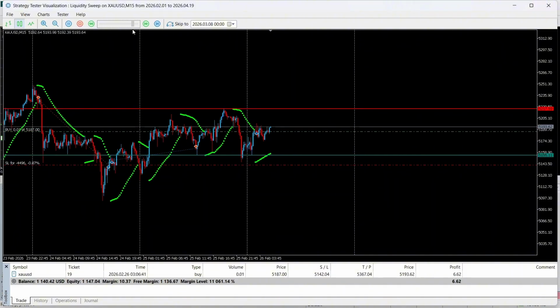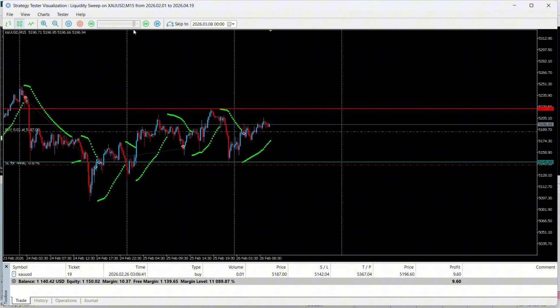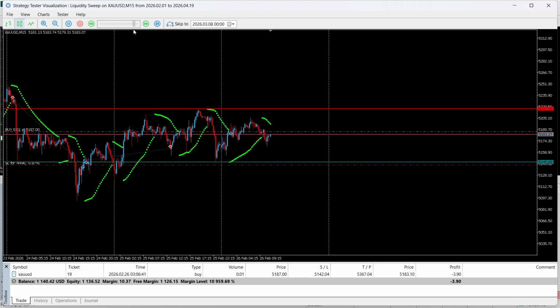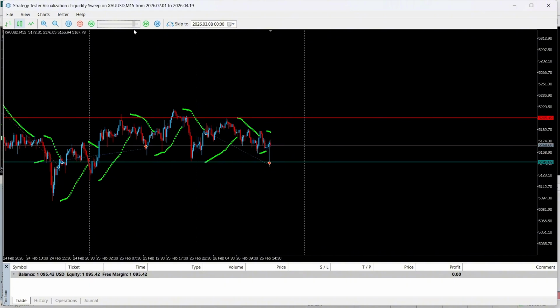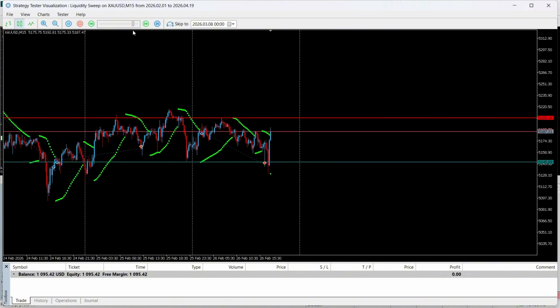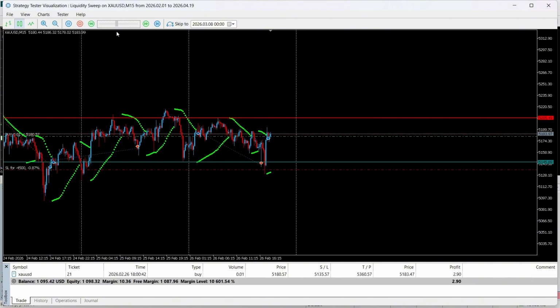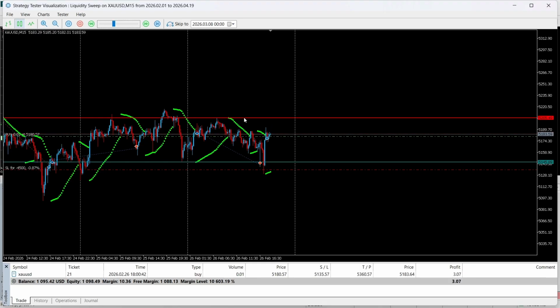We'll just play it along. So price starts to move up. As you can see, it starts to trail as price moves into profit. And so that was a loss, but I think this next one is a nice winner. This was actually the nice winner over here.